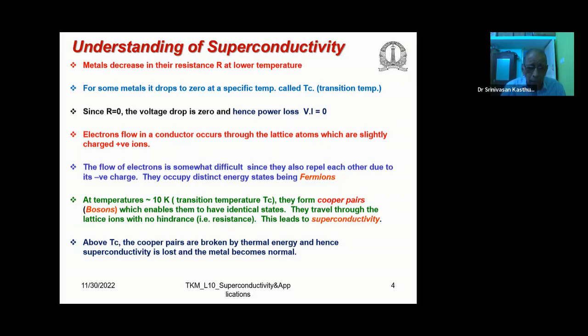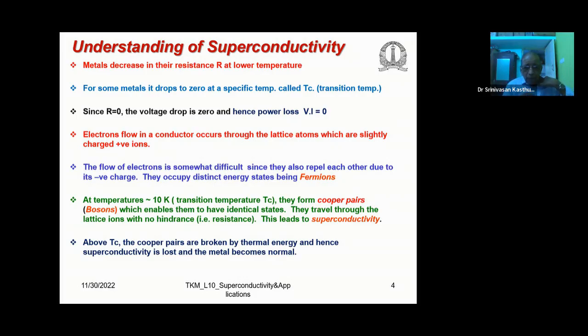But what happens at temperatures close to 10 Kelvin, or the transition temperature, is that two electrons combine together to form what are called Cooper pairs. These Cooper pairs are known as bosons, because now the electrons are joined together. So the spin value for these pairs will be 1: half plus half, the spin value is 1. So bosons can have many identical states; the energies for bosons can be in many identical states.